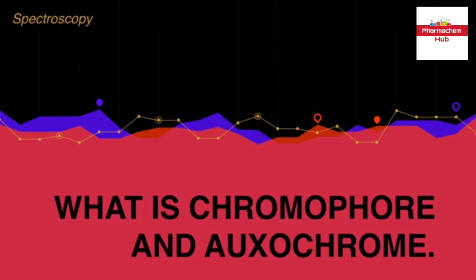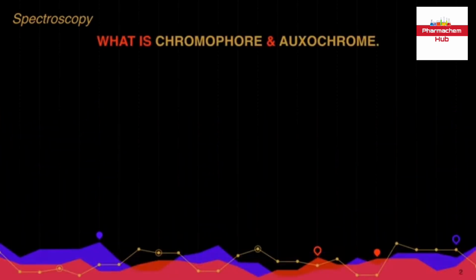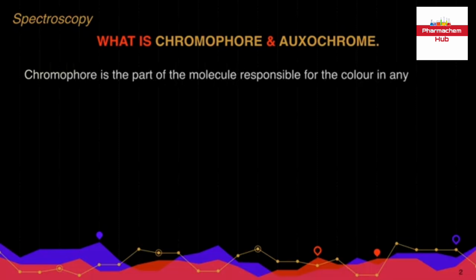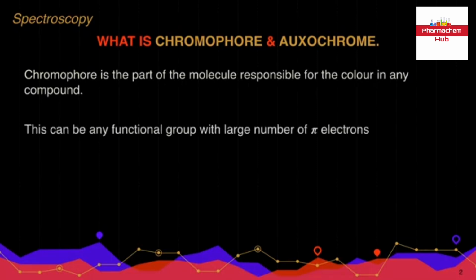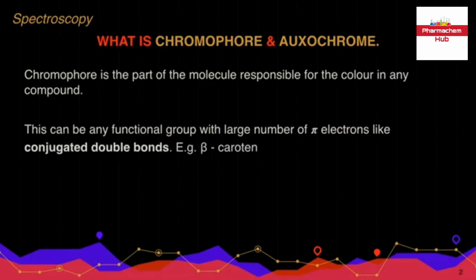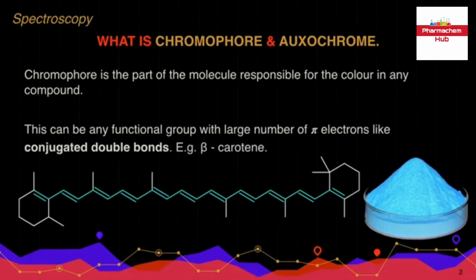What is chromophore and auxochrome? Chromophore is the part of the molecule which is responsible for the color of the compound. This can be any functional group with large number of pi electrons, like conjugated double bonds. For example, beta-carotene. Conjugated double bond means alternating double and single bonds.